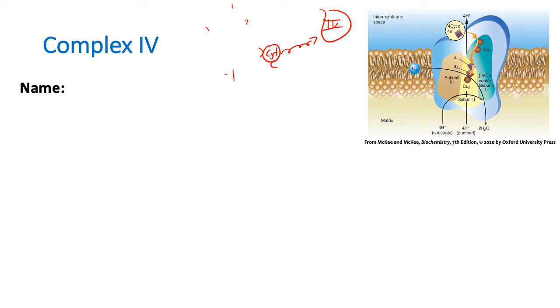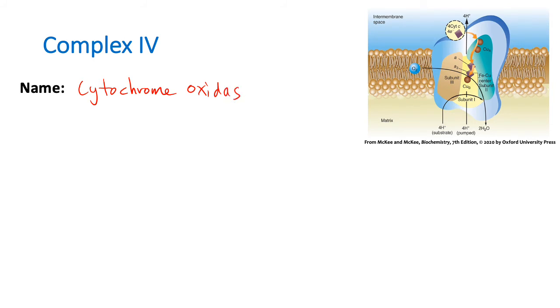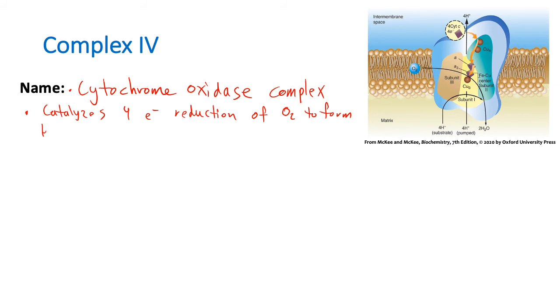I've just lectured on that slide for 10 minutes or so, and I didn't want to have to restate all that. Okay, complex 4. Here's our final complex of the electron transport chain. This is the cytochrome oxidase complex. Cytochrome oxidase complex. This one's a little tricky. So it catalyzes 4 electron reduction of oxygen to form water.